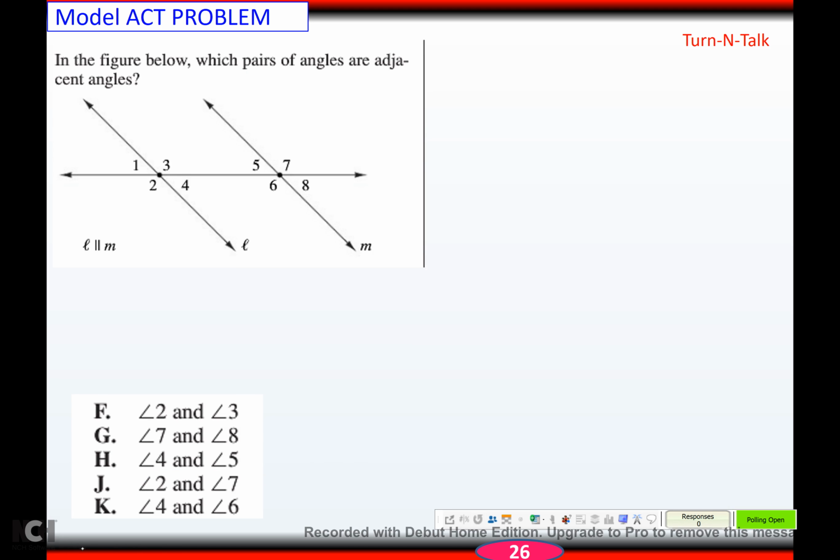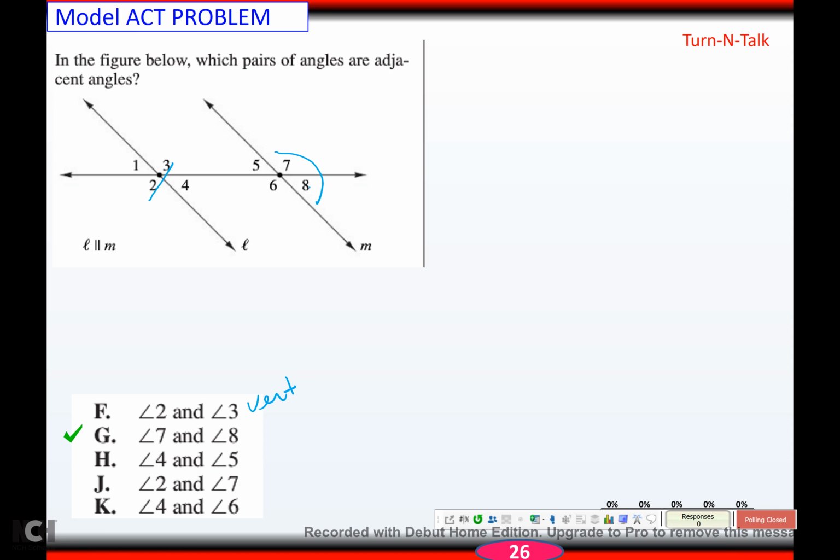Alright, try this one. Hit pause. Come back when you're ready. And hopefully you got G. In the figure below, which pairs of angles are adjacent angles? 2 and 3 are vertical angles, so it's not that.